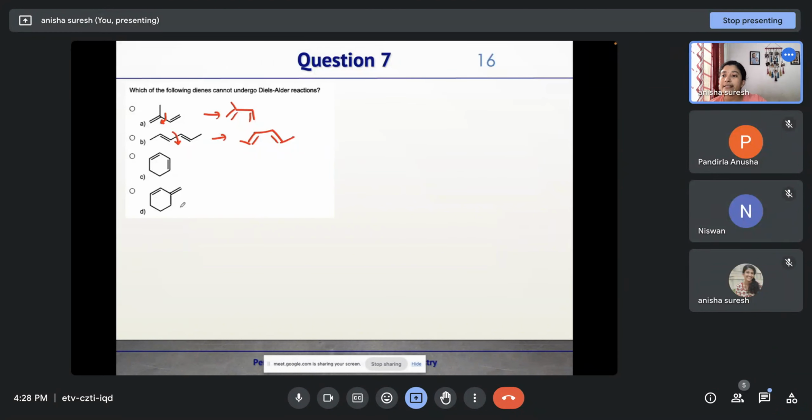And this, since it is a cyclic system, the bond rotation is not feasible. Hence, this will be permanently in transoid conformation and it cannot attain the cissoid conformation. Because of that, this diene will not be able to undergo Diels-Alder reaction. Is this clear? So the correct option will be option D.